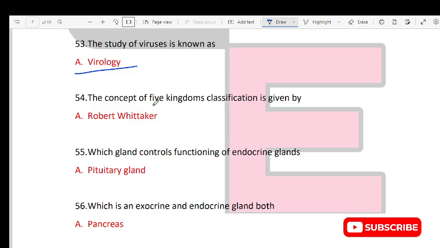54. The concept of five kingdoms classification is given by? Answer: Robert Whittaker. Question number 55. Which gland controls functioning of endocrine glands? Answer: pituitary gland. Pituitary gland is also known as master gland. Question number 56. Which is an exocrine and endocrine gland both? Answer: pancreas.